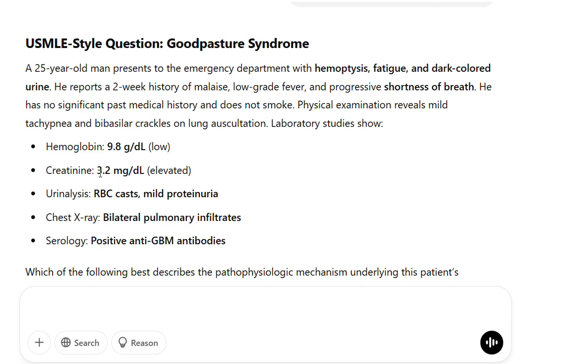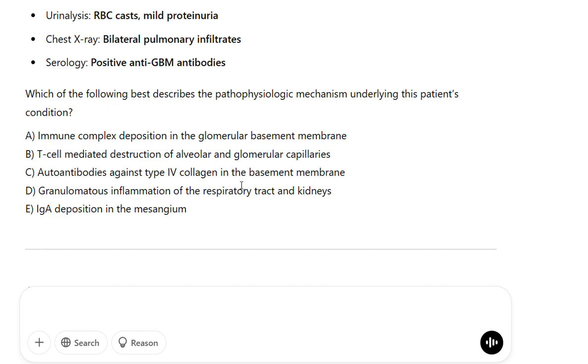Physical examination reveals mild tachypnea and bibasilar crackles on lung auscultation. Laboratory studies show hemoglobin 9.8, low, creatinine 3.2 milligrams per deciliter, elevated. Urinalysis: RBC casts, mild proteinuria. Chest X-ray: bilateral pulmonary infiltrates. Serology: positive anti-GBM antibodies. Which of the following best describes the pathophysiologic mechanism underlying this patient's condition?